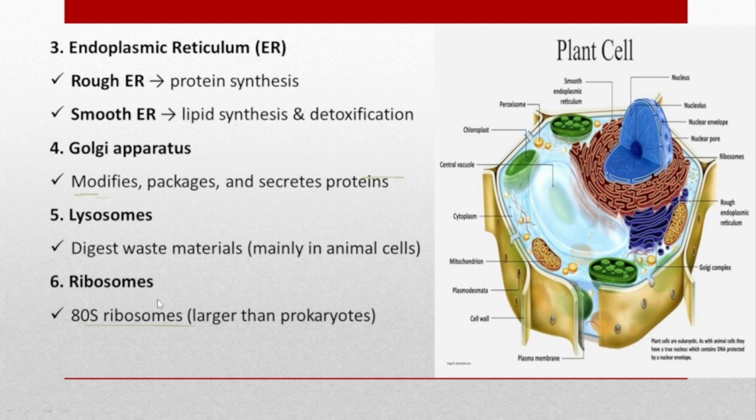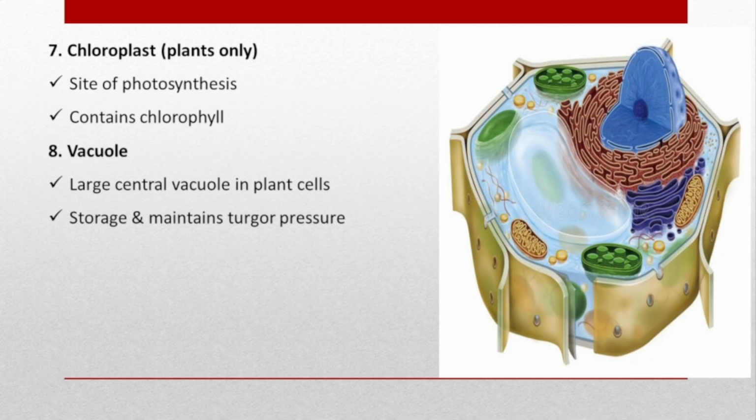The other one is the ribosome. The ribosome is an 80S ribosome, larger than the prokaryotic one. So the eukaryotic ribosome is 80S, which is greater than in the prokaryotic cell. The other one, chloroplasts, are found only in the plant cell. The chloroplasts are found only in plant cells.